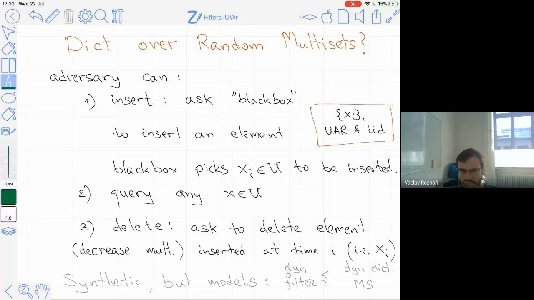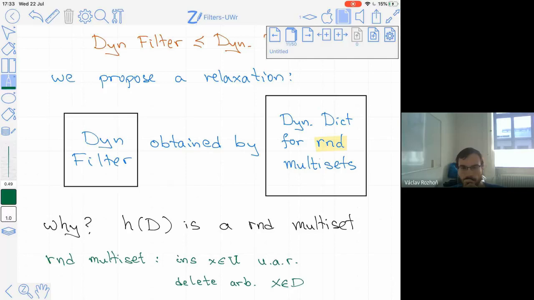Now this whole description is incredibly synthetic and contrived, but what it models is what we need in order to get a dynamic filter using the reduction of Carter et al., which uses a hash function from the universe to n over epsilon. Okay, so this is a kind of a strange thing, but it means that if we want to design a dynamic filter, then the only thing that we need to do is to design a dynamic dictionary for random multisets.